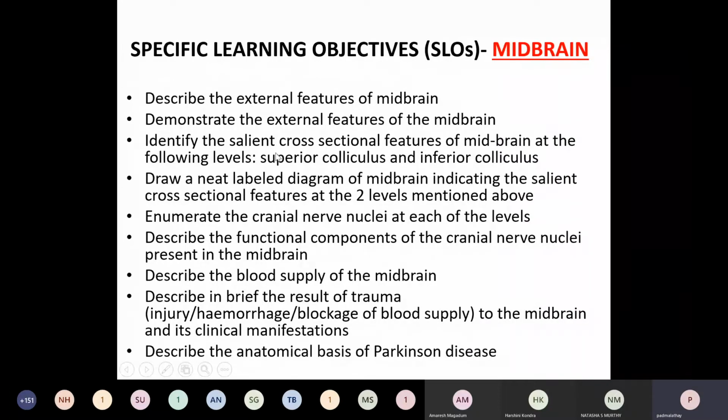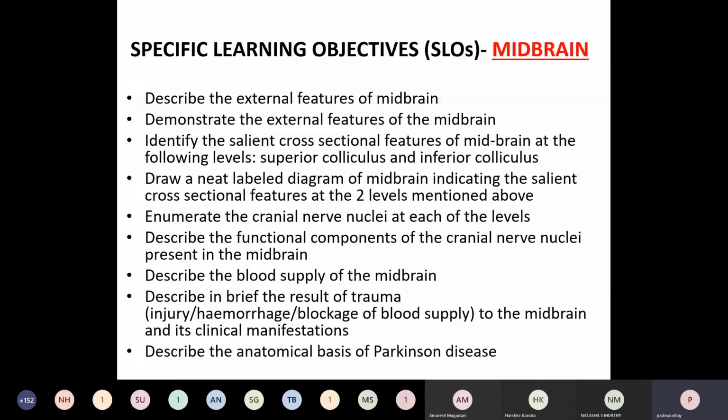The learning objectives for the midbrain are the same again. Describe and demonstrate the external features of the midbrain. Then you should know the salient features, and also be able to draw the sections of the midbrain. Again, in the midbrain there are two sections: one at the level of the superior colliculus, one at the level of the inferior colliculus. So both in the pons and in the midbrain there are two sections. In total you are going to learn about four sections today: two sections of the pons and two sections of the midbrain.